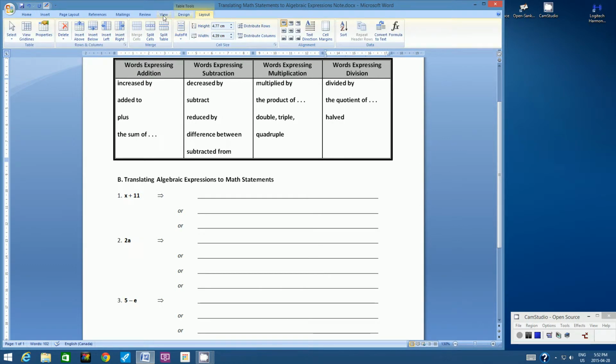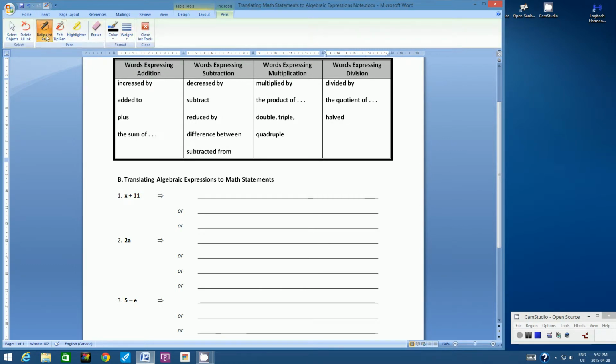All right. Let me get my pen ready. Okay. So let's start with the first one. Example 1, translating algebraic expressions to math statements. We've got 3 ways we can write it. There's probably 4 ways. There might even be 5 ways to write it. So the good thing about this kind of question is that it gives you a lot of options.